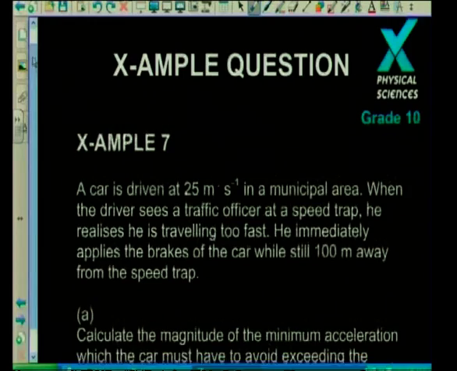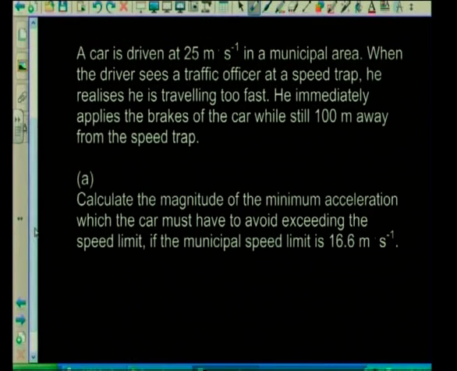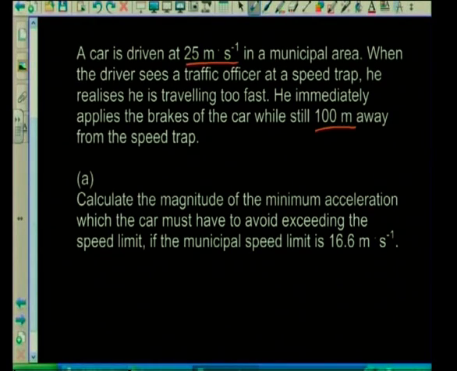You guys are doing great. Car. Once again, we're looking at a car. Is driven at 25 meters per second in a municipal area. When the driver sees a traffic officer at a speed trap, oh dear, he realizes he's traveling too fast. He immediately applies the brakes while 100 meters away from the speed trap, hoping he's not going to get a fine. Calculate the magnitude of the minimum acceleration which the car must have, so we want acceleration, to avoid exceeding the speed limit, if the speed limit is 16.6.